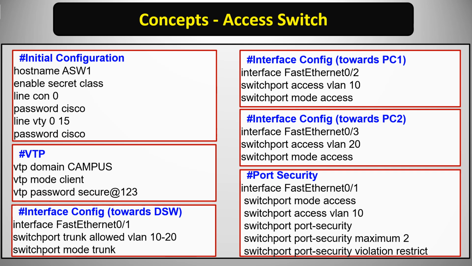Again, the initial configuration, which involves the host name and the passwords, the enable secret, and then the VLAN trunking protocol, and then the trunk interface towards the distribution switch and access interface towards the PCs. Then we enable the port security by defining that only a maximum of two MAC addresses can be connected on the specific interface, and on the violation we define the action of the switch. Now coming towards the live demonstration.